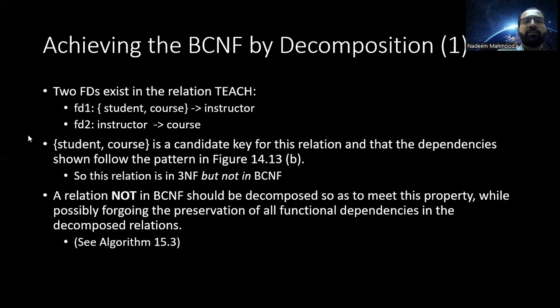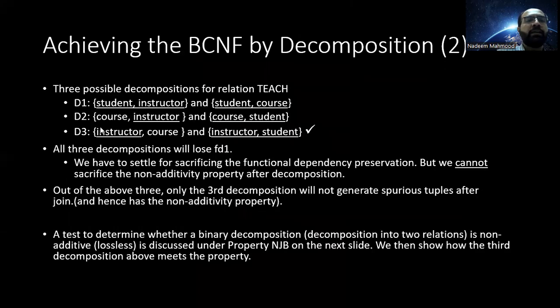So what are the options? The options are that we can break this relation down further. A relation not in BCNF should be decomposed so as to meet this property. There are three possible decompositions in this case. The first has two tables: student and instructor, and student and course. The second is student, course, and instructor as a primary key, and the second table is course and student. The third option is instructor and course, and instructor and student.